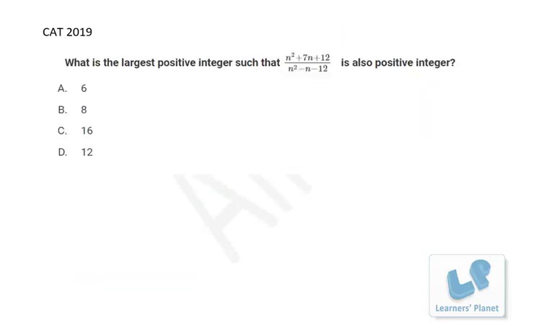Clear? Now, what is the largest positive integer n such that (n square plus 7n plus 12) divided by (n square minus n minus 12) is also a positive integer? That means we want this expression to be greater than 0, and it should be an integer also, right? We can take only integral values of n.